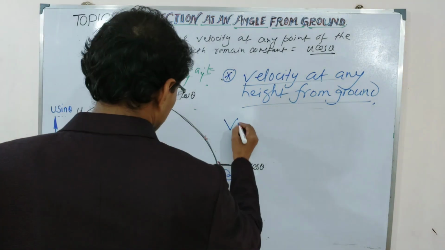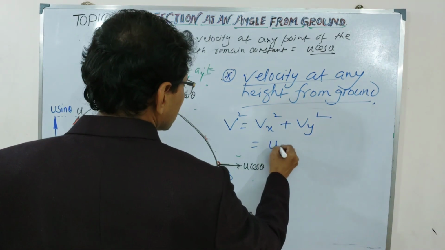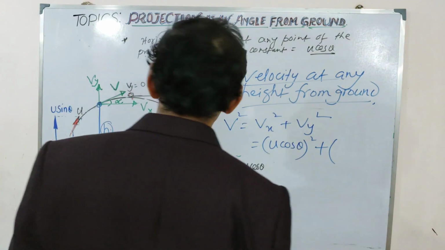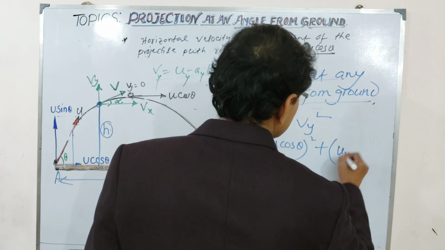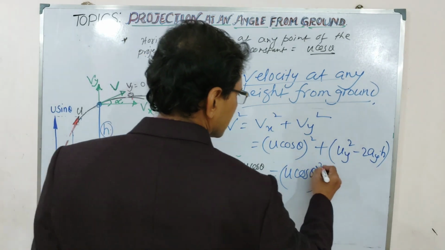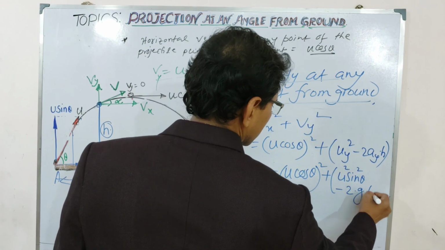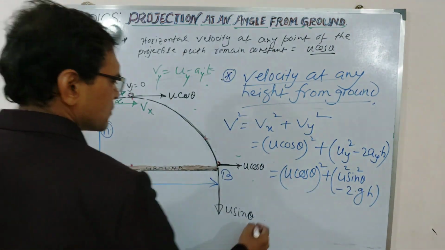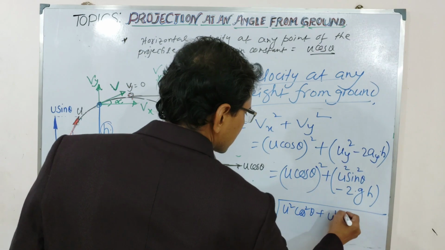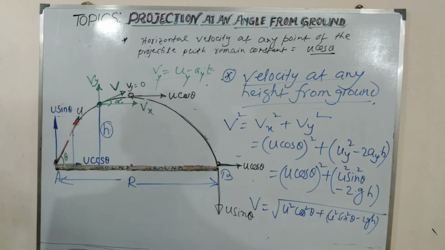So again v equal to, we know vx square plus vy square, vx equal to this remains same, but now velocity vy we write in terms of h. So v square equal to this. Now v equal to root over this. This is in terms of height.